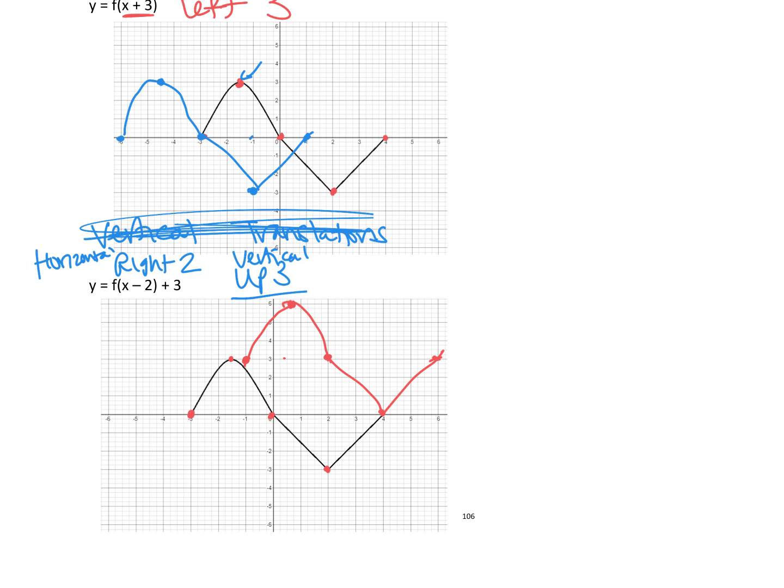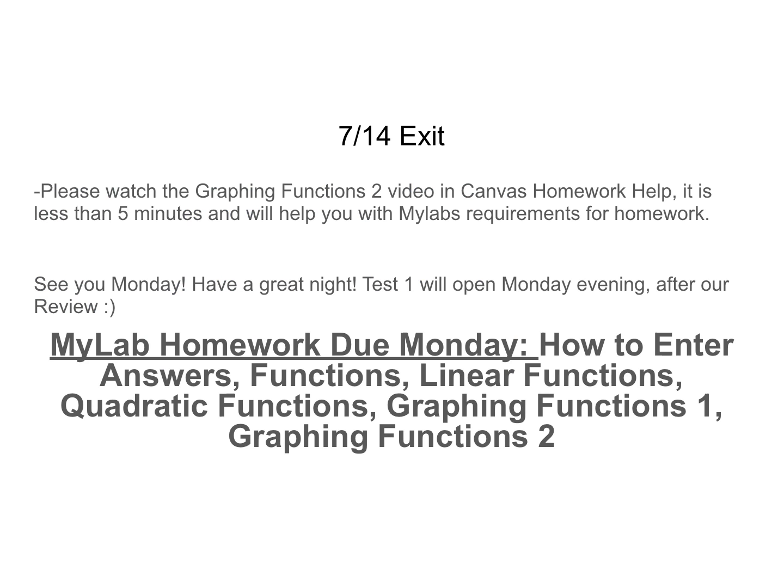I am going to show you the exit, and I want to explain to you to please watch the Graphing Functions 2 video in the Canvas homework help. It is less than 5 minutes. I would like to just do that right now. It will help you on your homework for this section because it's a specific way that MyLabs wants you to do it. Then remember, this is what's due on Monday.